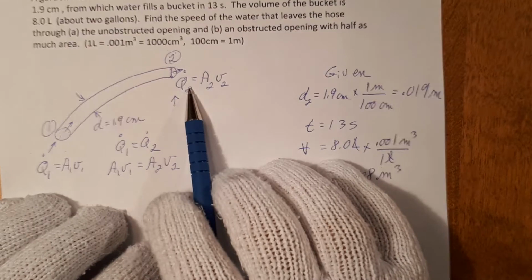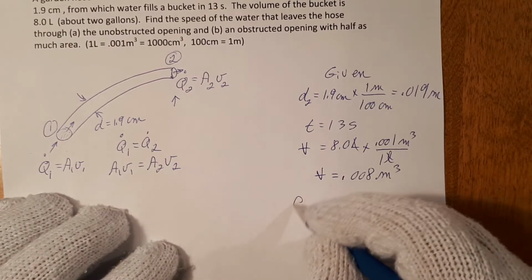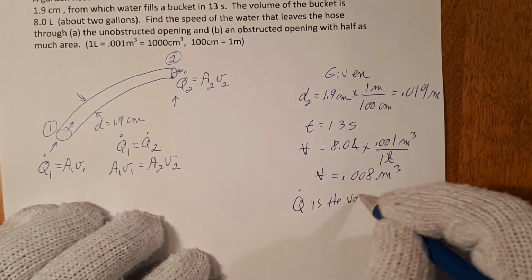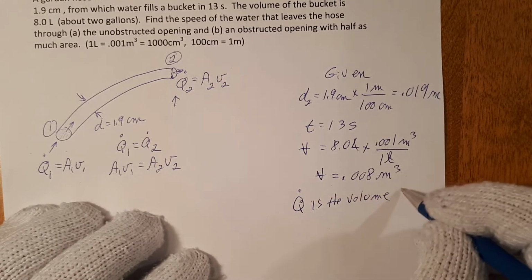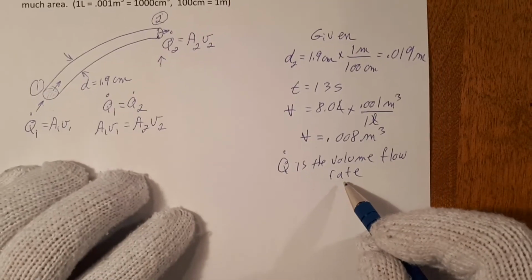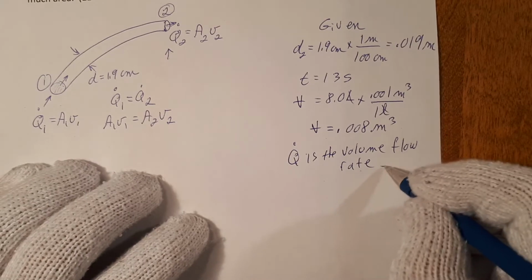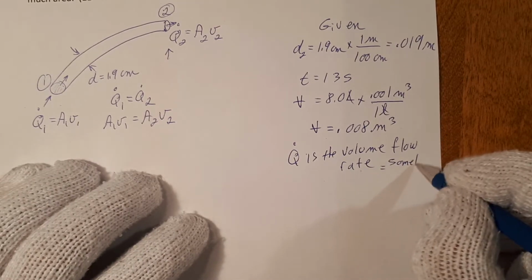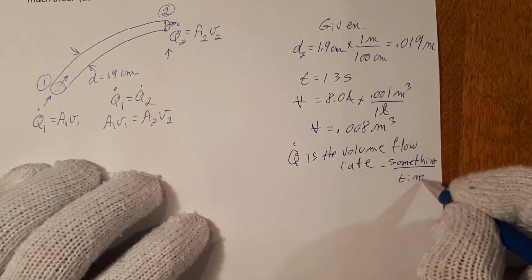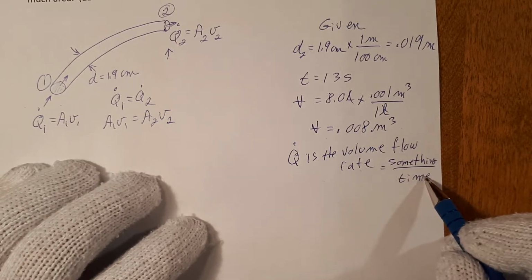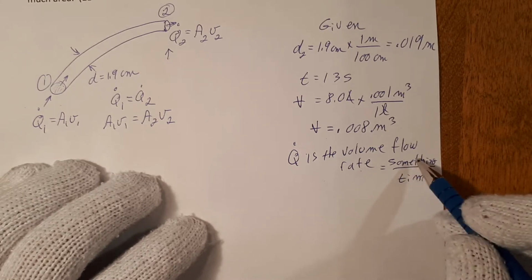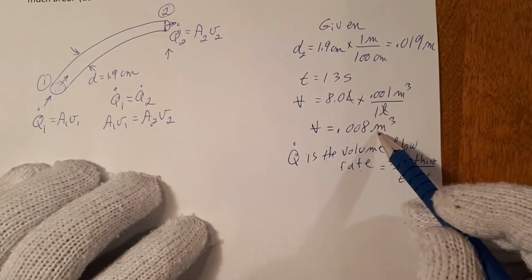And Q dot is the volume flow rate. And this word rate means something divided by time. It means something changes divided by time. And time can be in seconds or hours or minutes, but it means something divided by time. In our case, that something is this volume divided by time.